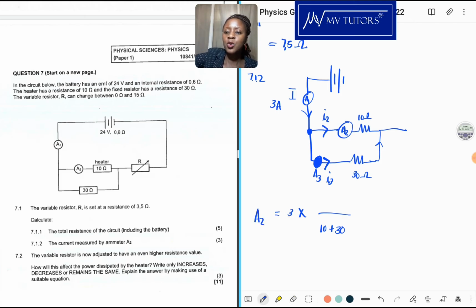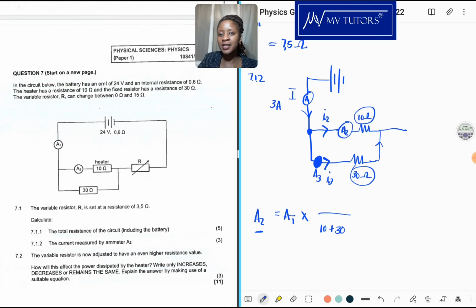Okay, so I take the total amperes that is going through the circuit, and once it divides, I just want to know what A2 will be. So I know that in total I have 10 plus 30 ohms, all right? But what do I put on my numerator? Do I put the 10 or do I put the 30?